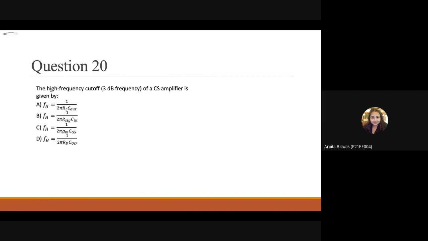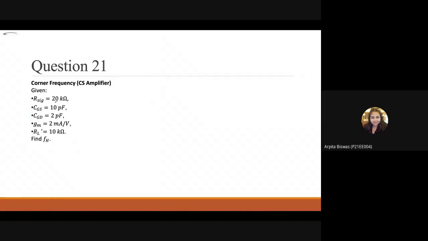This is question number 20. The high frequency cutoff, 3 dB frequency, of a common source amplifier is given by. So what is the right answer? Option B, ma'am. Good. Question number 21. The R value is given, C, G given.